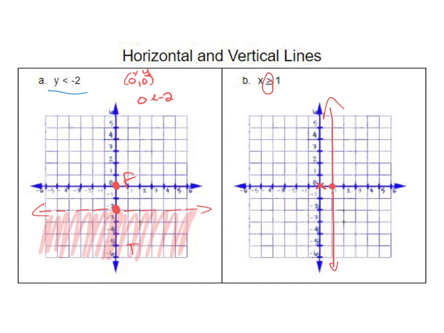But again, try to test out a point. Is 0, 0 going to be something we want to have? Well, is 0 greater than or equal to 1? No, that is again going to be a false one. So that's going to make this side true. And again, use some common sense. Where are numbers greater than 1? That is going to be anything over here on this side.